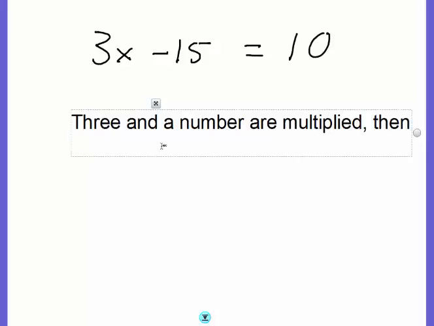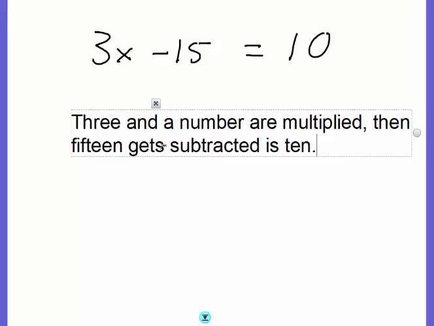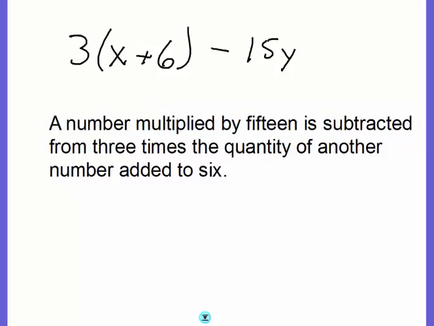3 and a number are multiplied, and then 15 is subtracted, then 15 gets subtracted, is 10. Okay, so we have 3 and a number are multiplied, hence the 3x, then 15 gets subtracted, hence minus 15, is 10. The big key that we're dealing with an equation here is the word is. Okay, that's a dead giveaway you're dealing with an equation.